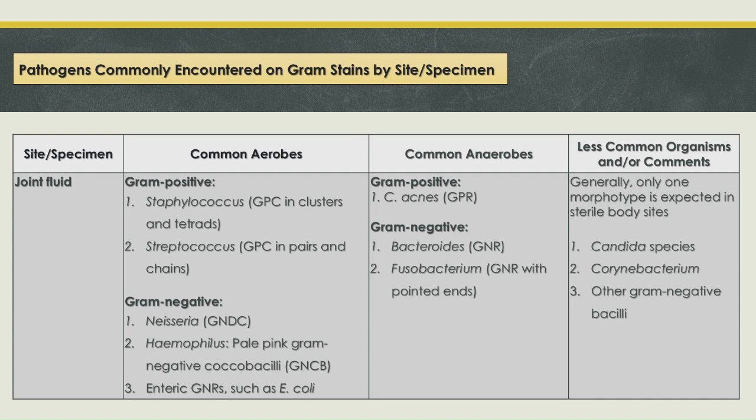Common anaerobes. Gram-positive: 1. C. acnes, GPR. Gram-negative: 1. Bacteroides, GNR. 2. Fusobacterium, GNR with pointed ends. Less common organisms and/or comments: generally, only one morphotype is expected in sterile body sites. 1. Candida species. 2. Corynebacterium. 3. Other gram-negative bacilli.